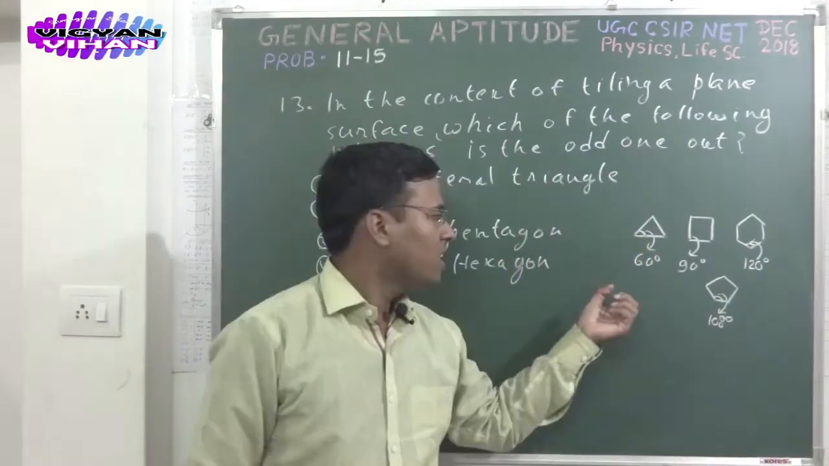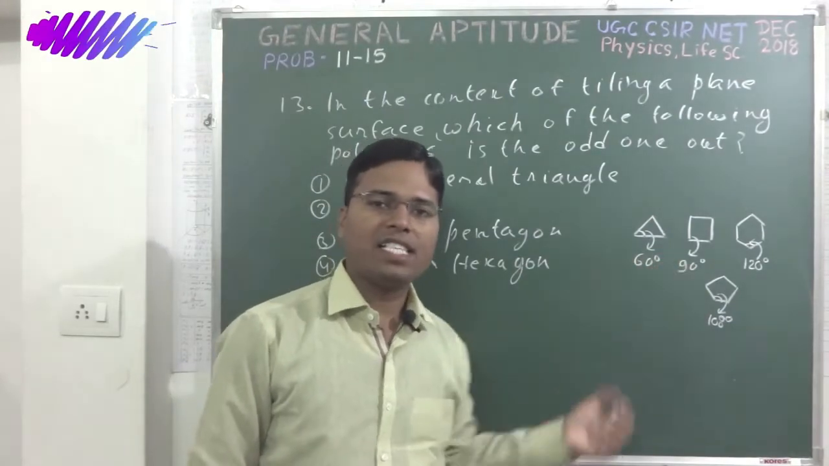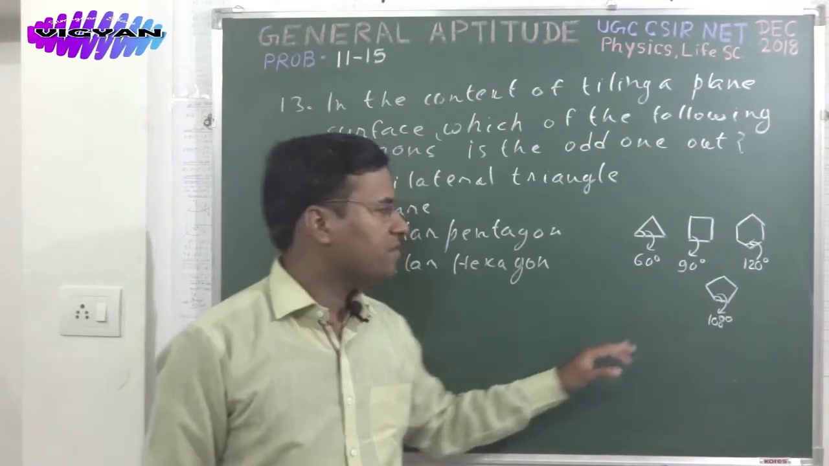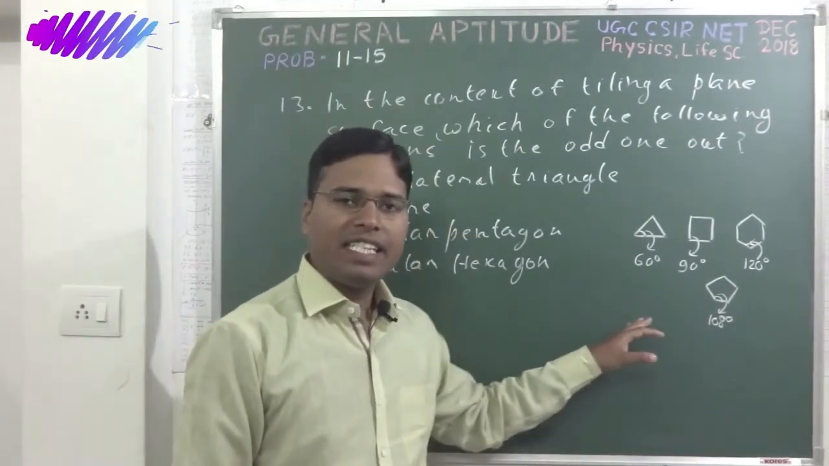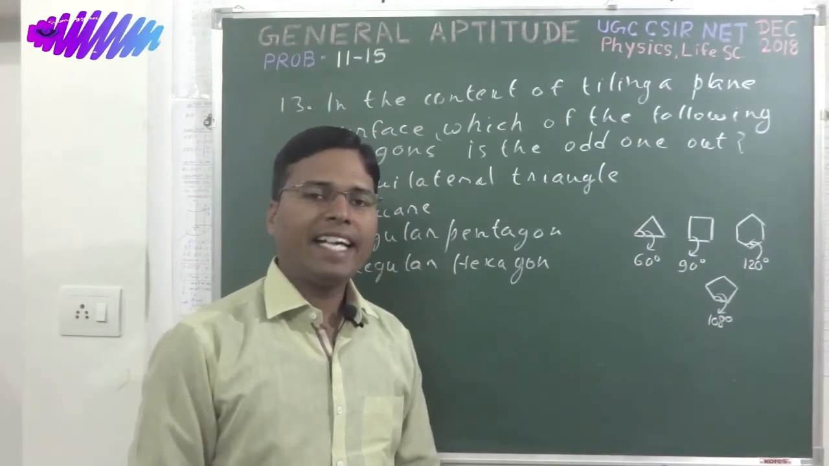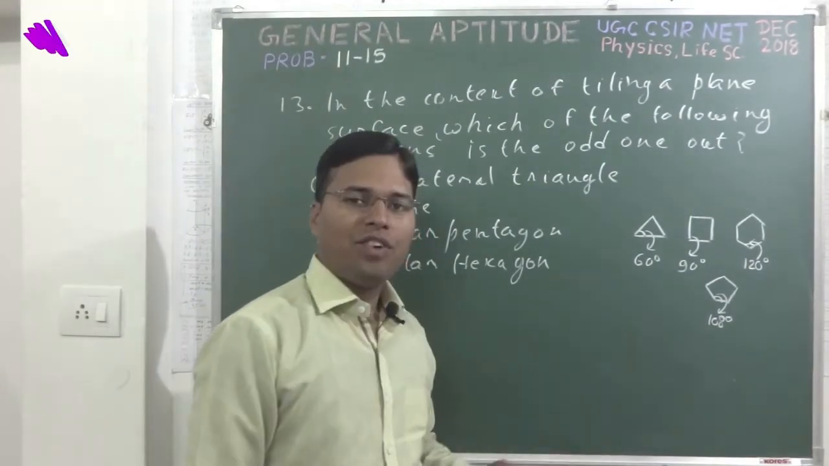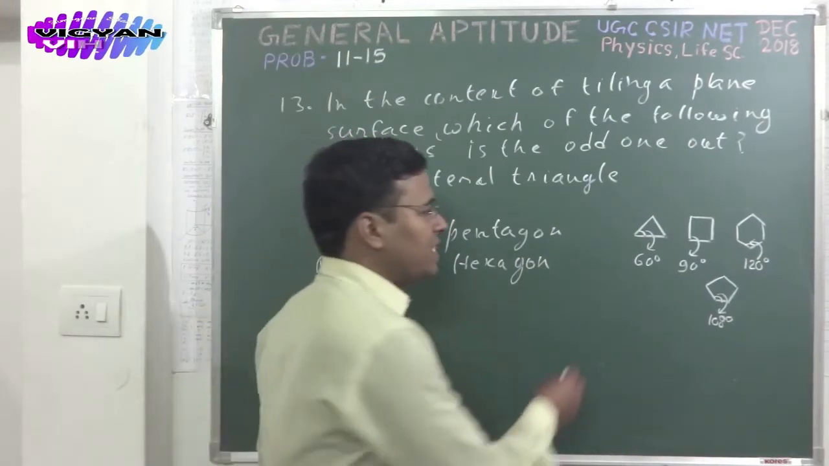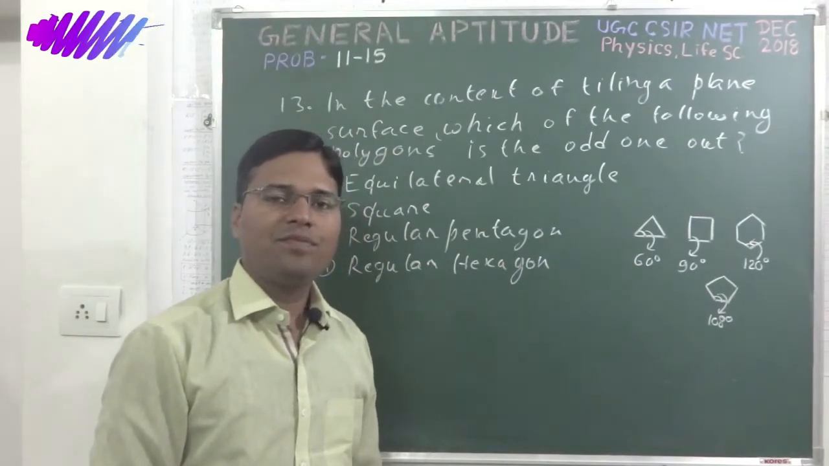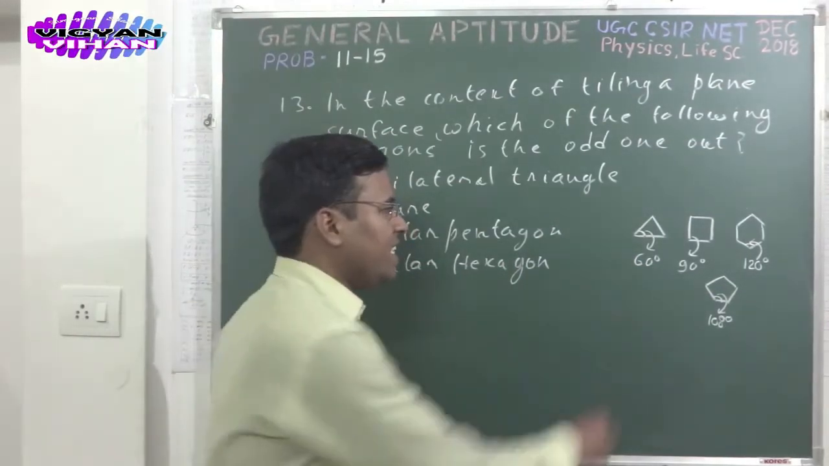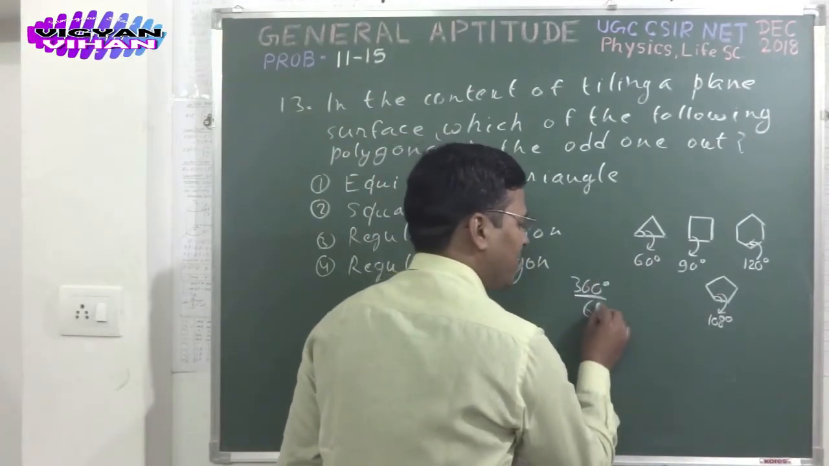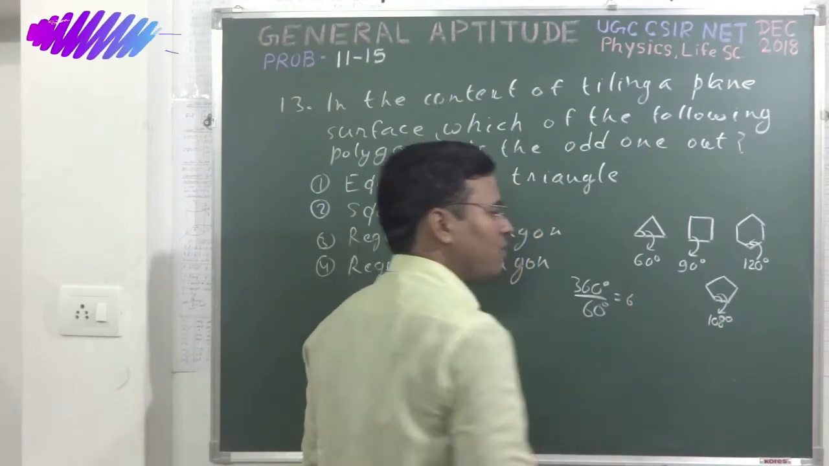If we use these shapes of tiles to pave a plane surface or a floor, it is required that these tiles must not have any blank space in between. For this, we need the internal angle of the tile to be a divisor of 360. Here, for an equilateral triangle, 360 degrees divided by 60 degrees is equal to 6.